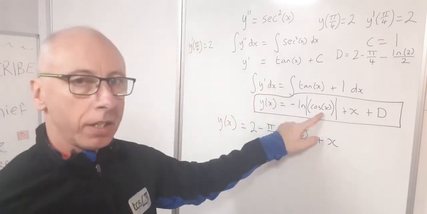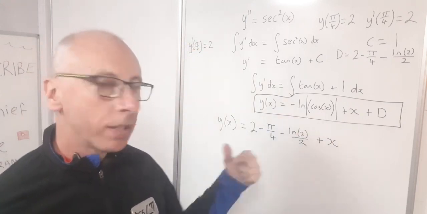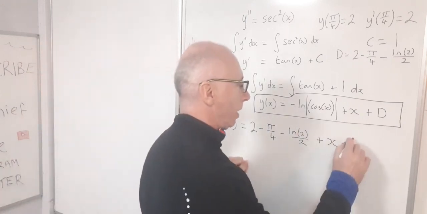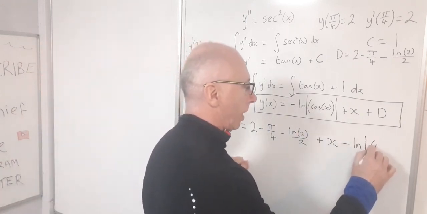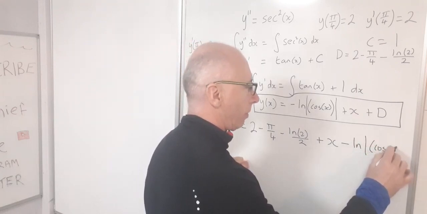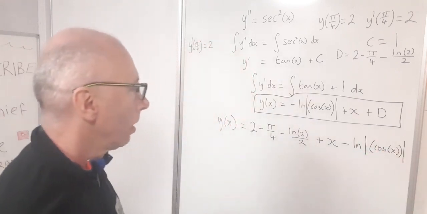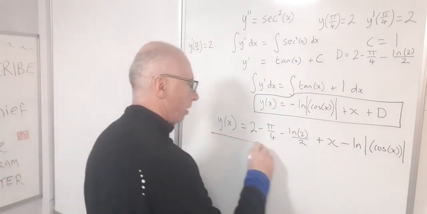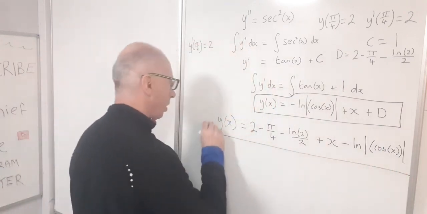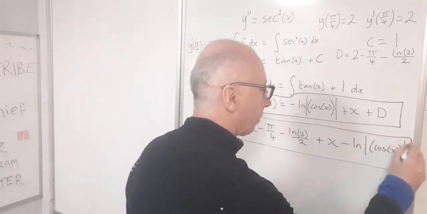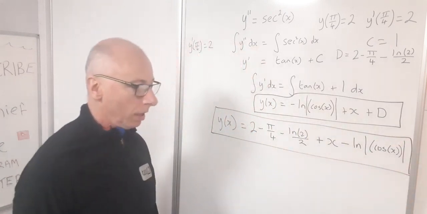And then this thing here still comes down into my final answer. So minus the natural log, absolute value, cosine of x. Just be careful with all of those brackets. Okay, so this, with those conditions, that is my final answer.